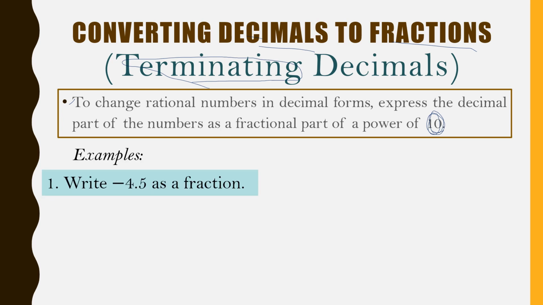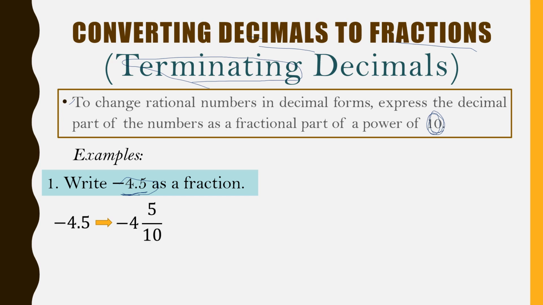Here are some examples. We have here a negative decimal, negative 4.5, or we read that as negative 4 and 5 tenths. So upon reading it, we are already writing it or expressing it as a fraction.